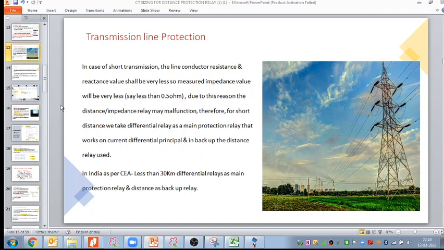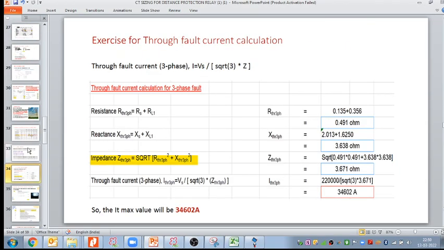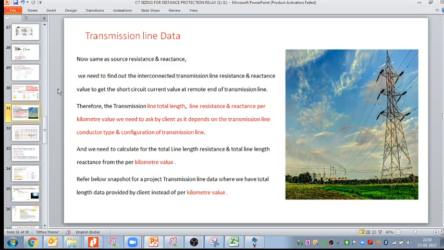Okay, thanks, Alkesh, thanks to everyone. So we close today, and from the next session I will come directly to the transmission line resistance. I will not go to the source resistance now.